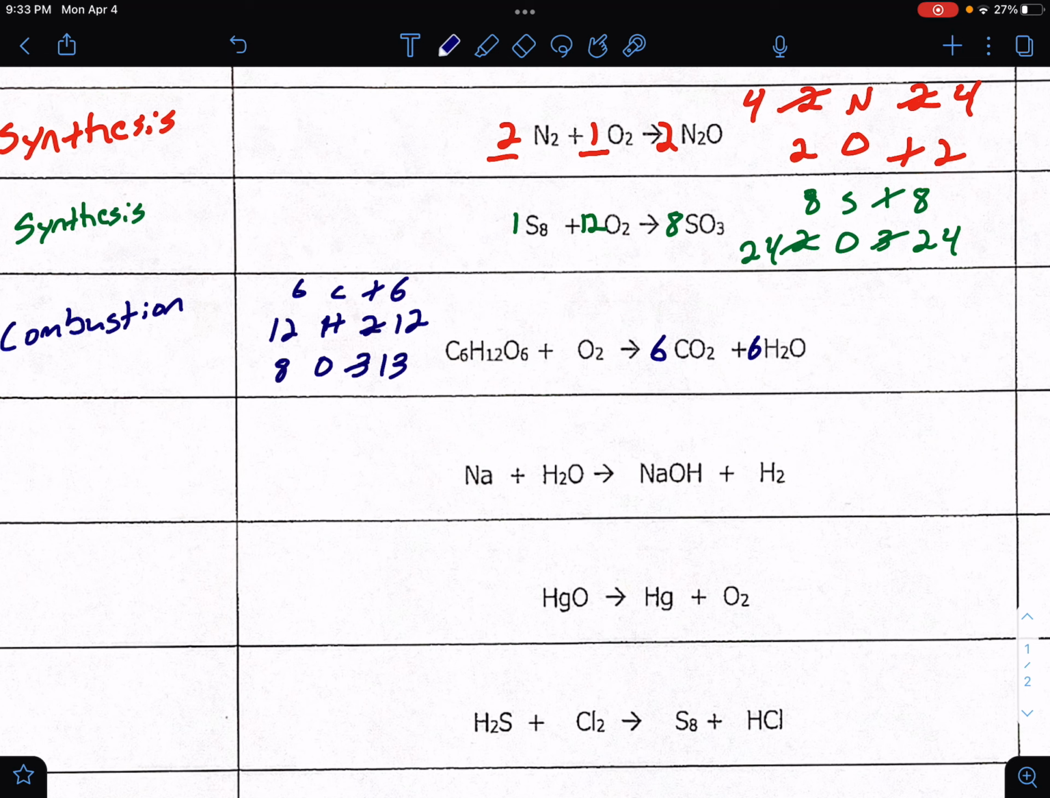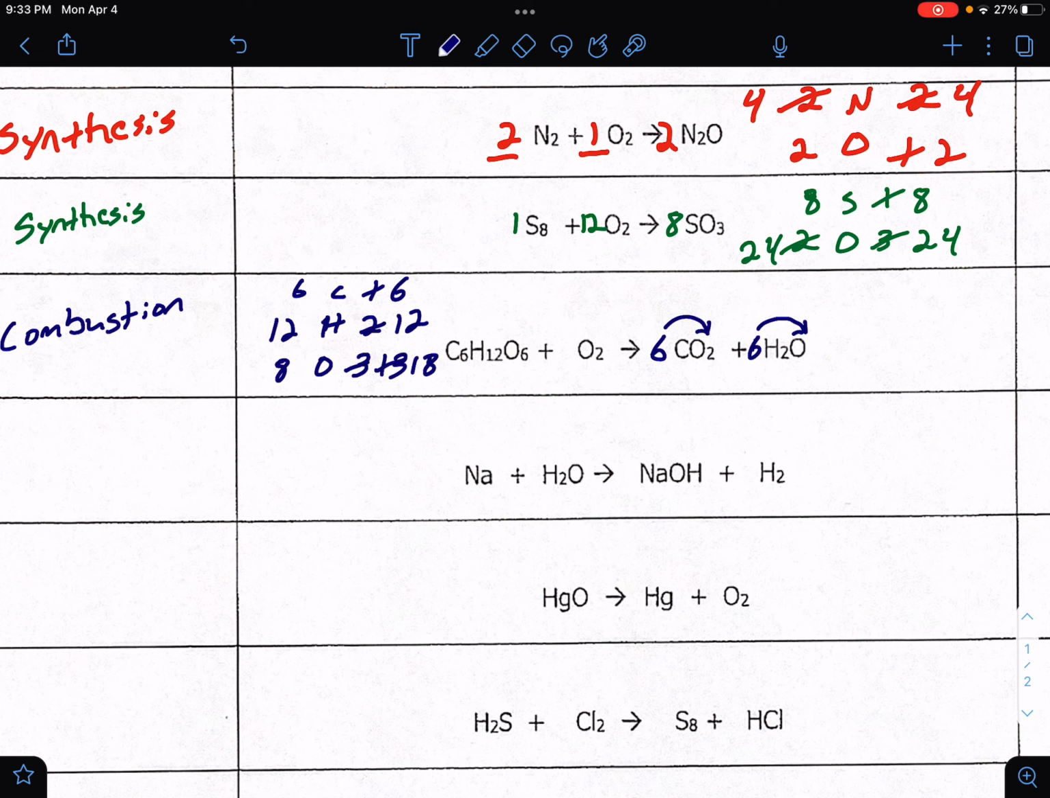Now let's recount our oxygens. So I have 6 times 2 gives me 12 on the CO2, and then now I have 6 here. So 12 plus 6 gives me 18. Okay, now what I'm going to do is I need to get to 18 on the left.